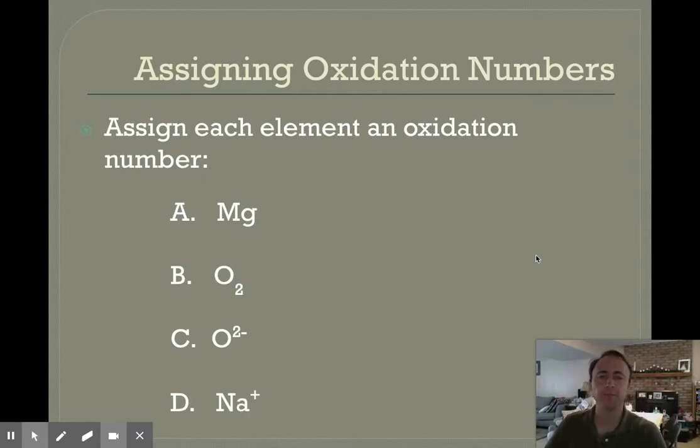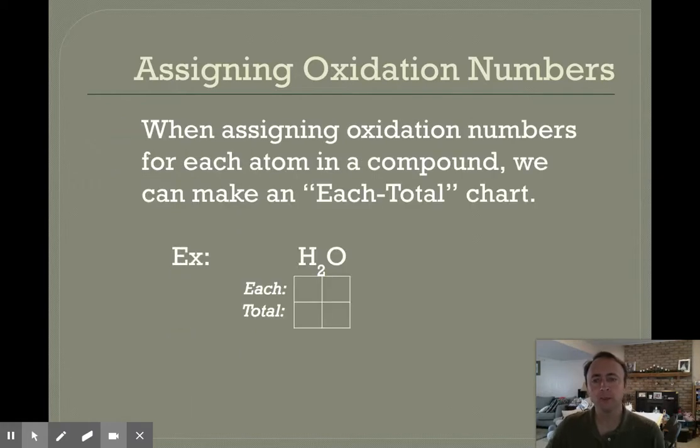All right, so when we have compounds or polyatomic ions, we want to figure this out, and one method we use is something called an each total column. So we can make a chart like this underneath the compound, underneath the chemical formula, and then we have a row for each and a row for the total. What we mean by that is in a molecule of water, there are 2 hydrogens and there is 1 oxygen.